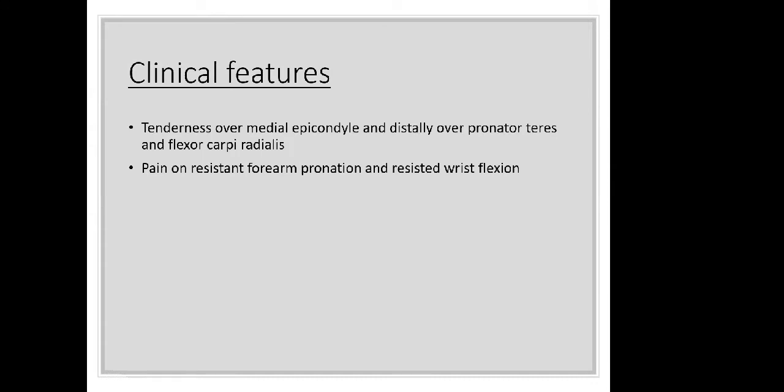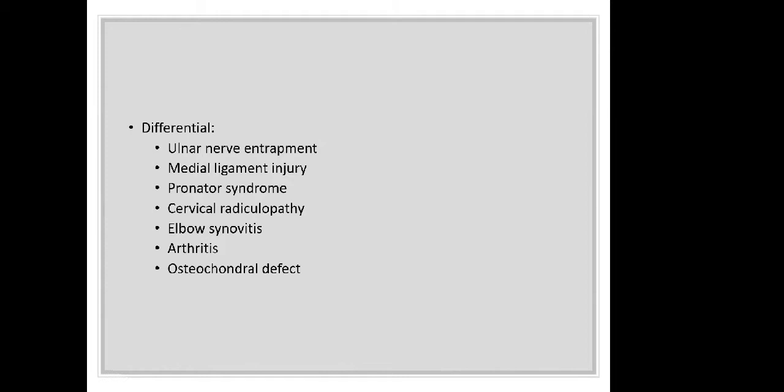So the features are tenderness over the medial epicondyle, slightly distal over the pronator teres and flexor carpi radialis. Pain is provoked by resisted forearm pronation with resisted wrist flexion. Differential diagnoses for medial epicondyle pain are ulnar nerve entrapment, medial ligament injury, pronator syndrome, cervical radiculopathy, elbow synovitis, arthritis, and osteochondral defect. So when a patient comes with medial elbow pain, we have to rule out other causes also.